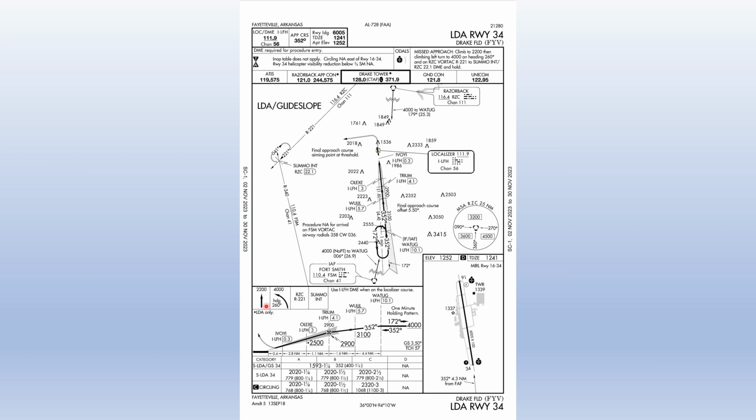It also has that depicted down here on the profile view, straight out to 2,000, then left turn 260, 4,000, intercept that radial, go to Sumo intersection.